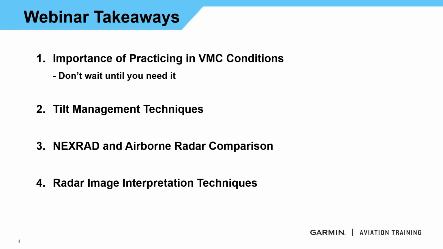Third, NEXRAD and airborne radar comparison. We get a lot of comments about how our airborne weather radar doesn't look like NEXRAD. Well, it's not supposed to, it never will. We're going to talk about some of the differences with time, tilt, ground clutter, that sort of thing. And fourth, radar image interpretation techniques. If you did your tilt and range management correctly, we still need to be able to interpret the image that we're seeing. That's what I want us to be able to take out of today.